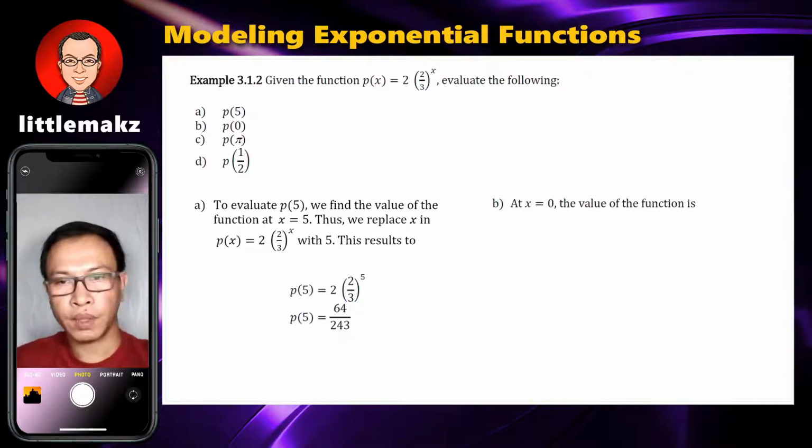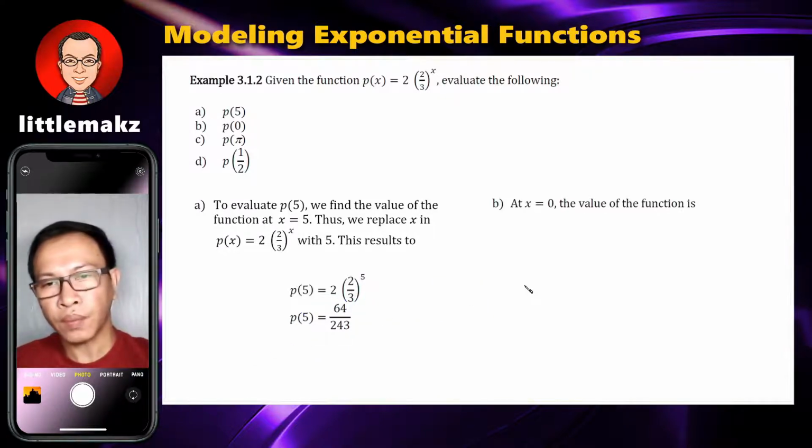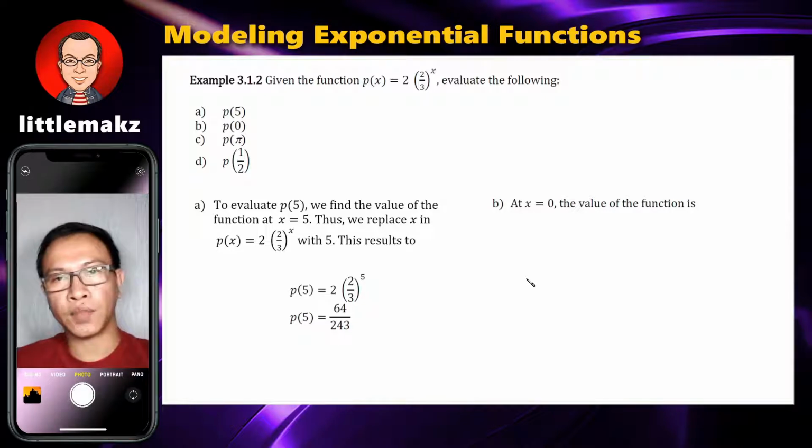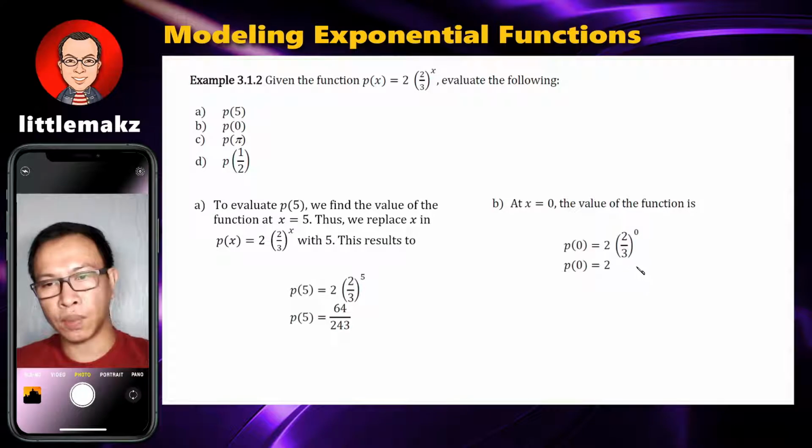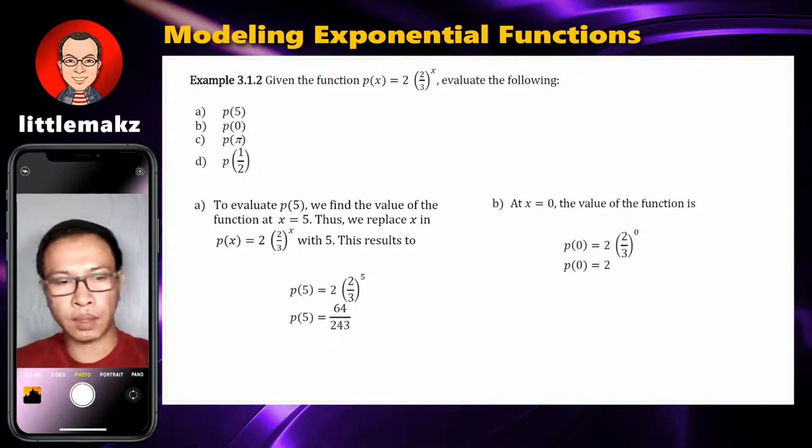Okay. Now let's have letter B. If x is 0, automatically it follows that the rule for 0 exponent, 2/3 to the 0 power is equal to 1. Therefore, what happens is that your 2/3 to the 0 power is just simply equal to 1 multiplied by 2 is equal to 2. Okay, let's move on to our third.